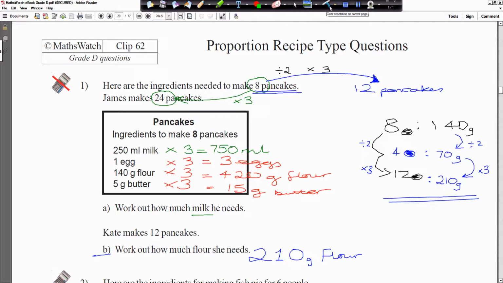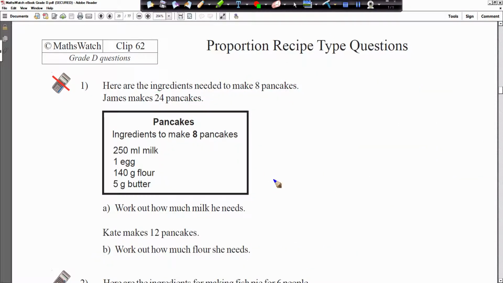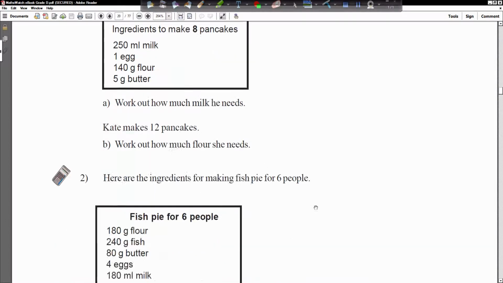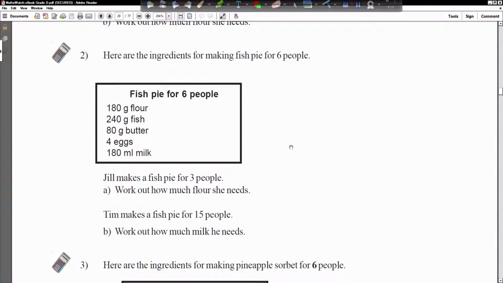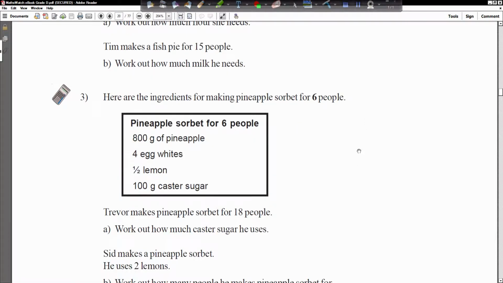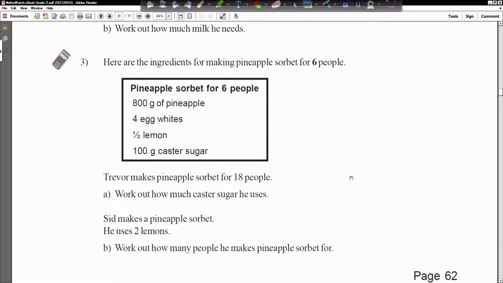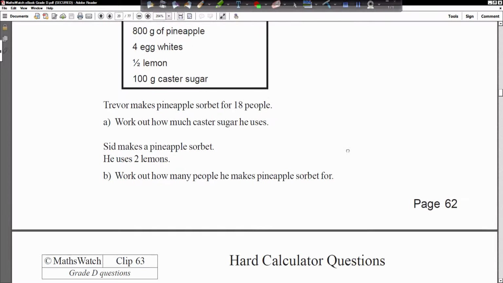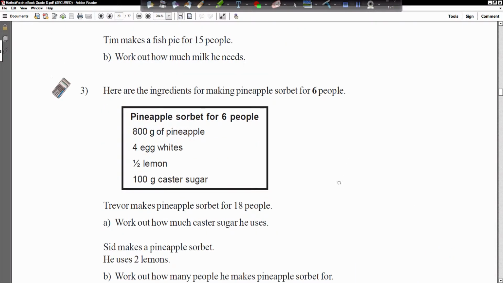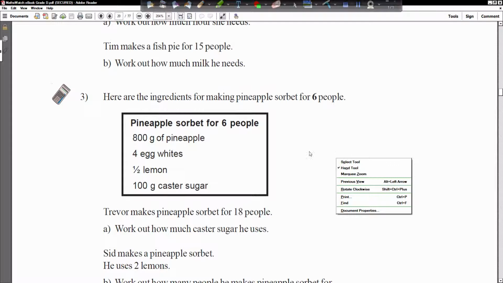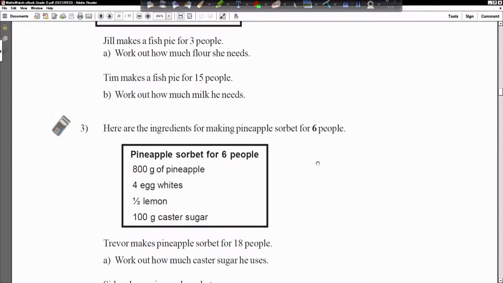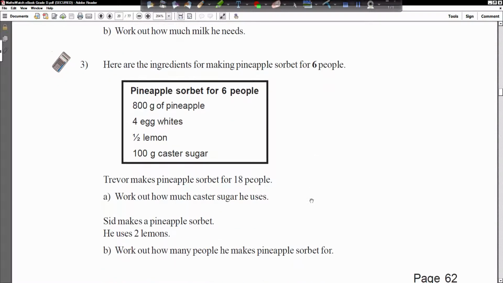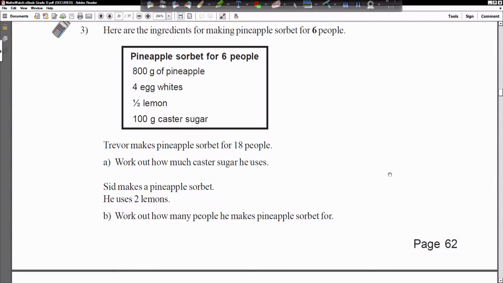I need to clear this page now. So question number 2 is of a similar type. Question number 3 has a slightly different twist to one of the questions. Now, let's have a look at question number 3, part B.